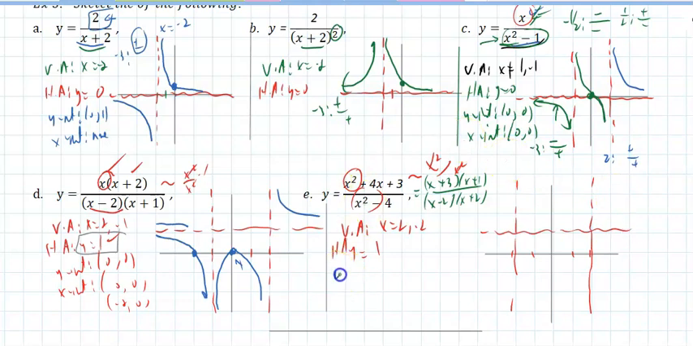If I let x equal 0, I'll get a 3 over 4. Those are very important points. And x-intercept, a fraction equals 0 if the top equals 0. That happens at negative 1, negative 3. So negative 1 and negative 3.